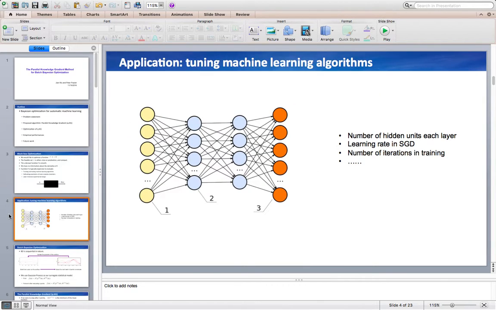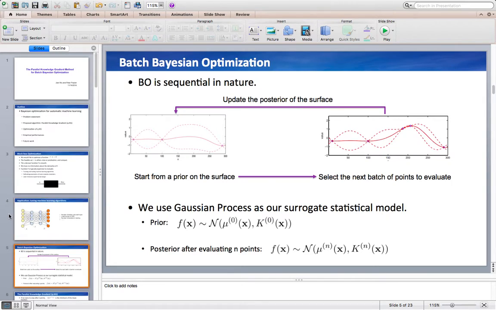For example, when trying to tune the parameters in a complex neural net, such as the architecture or the learning rate in stochastic gradient descent, it belongs to this type of problem. So the algorithm we focus on is called the Batch Bayesian Optimization algorithm.